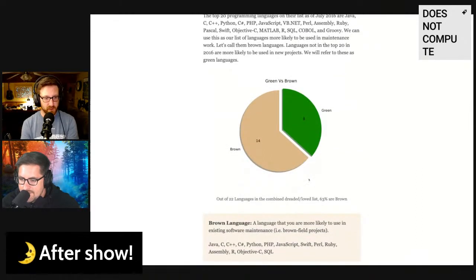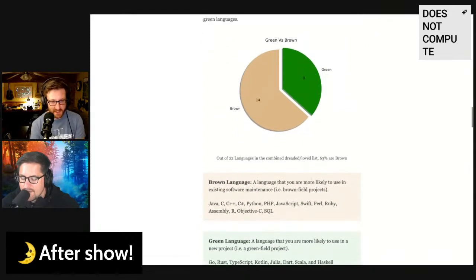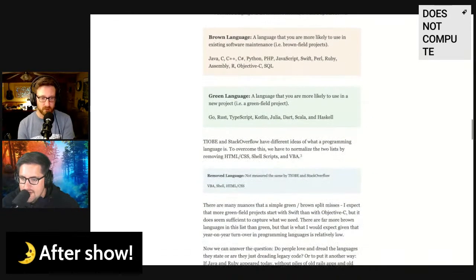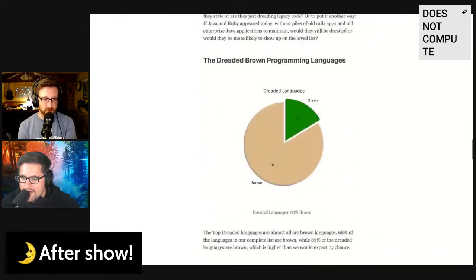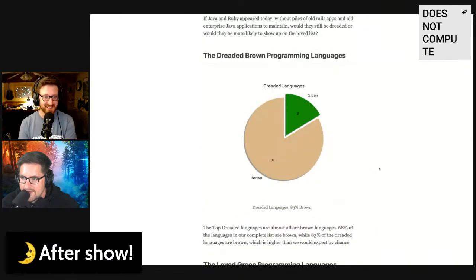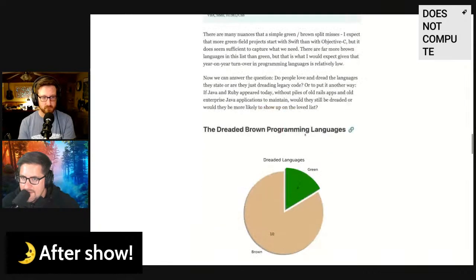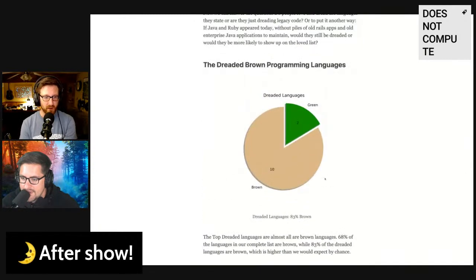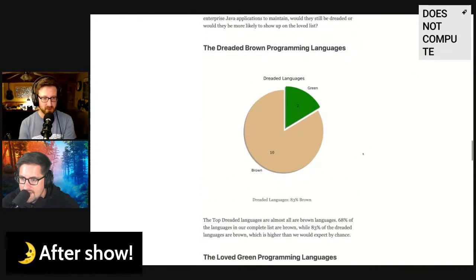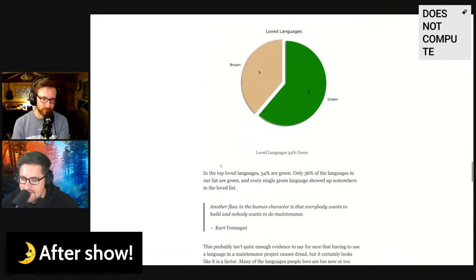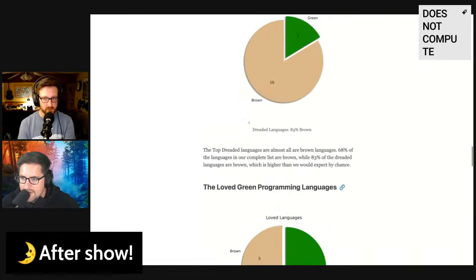Brown means a language that you're more likely to use in existing, brownfield versus greenfield projects. Got it. And green being the newer ones, right? Go, Rust, TypeScript. I don't see Elixir up here, Sean. Then you fast forward, and here's the breakdown. Of the ones listed in 2016, most of them are brown. Two of them are green, and then you flip it around, and it's 8 versus 5 green, based off of the year listed up here.